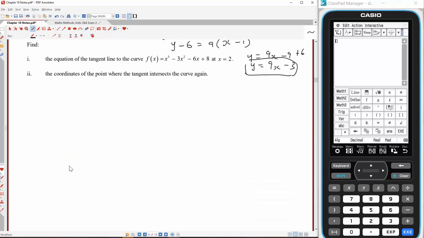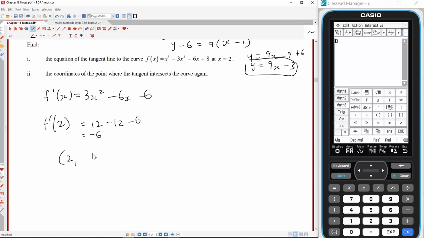That's all done. All right, so last problem. Find the equation of the tangent to this curve here at x is equal to 2. Sure. F dash x equals 3x squared take 6x take 6. And let's get its gradient. F dash 2 is equal to 2 squared is 4, 12, take 12, take 6, it's negative 6.